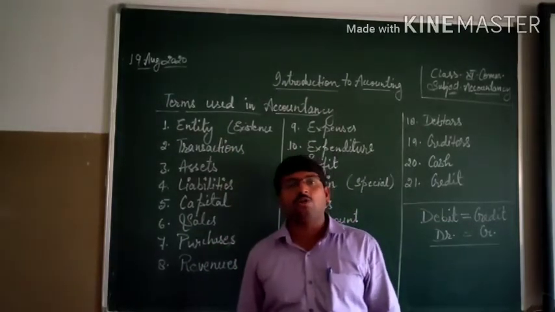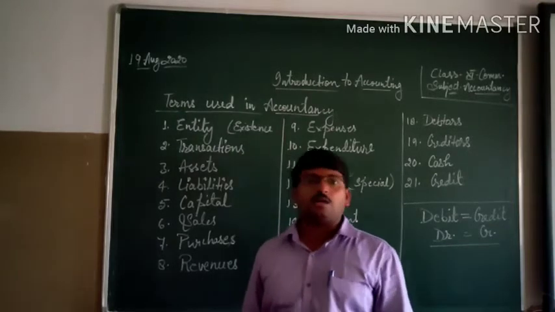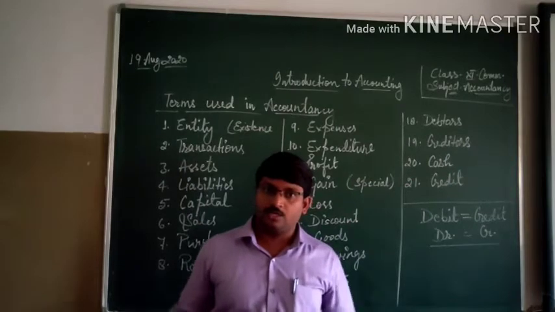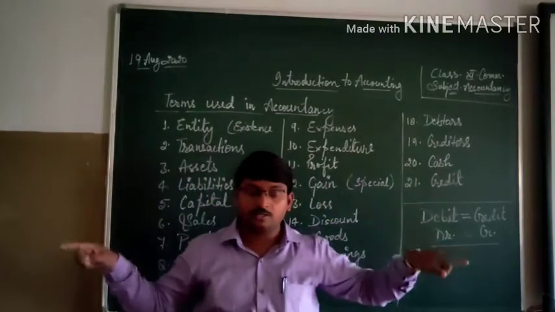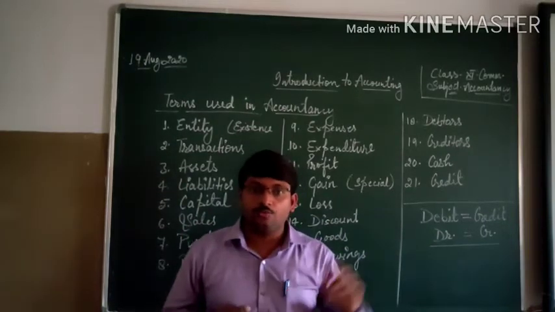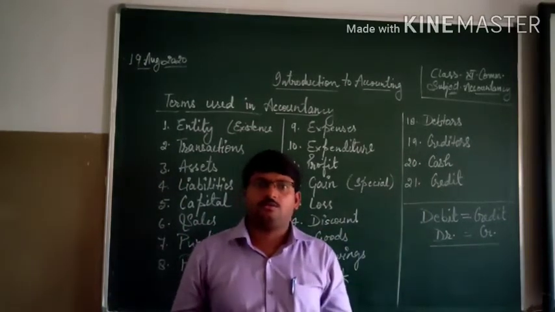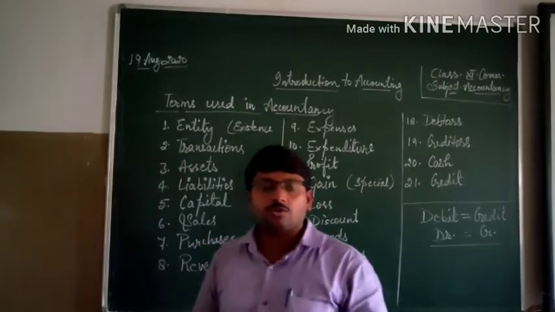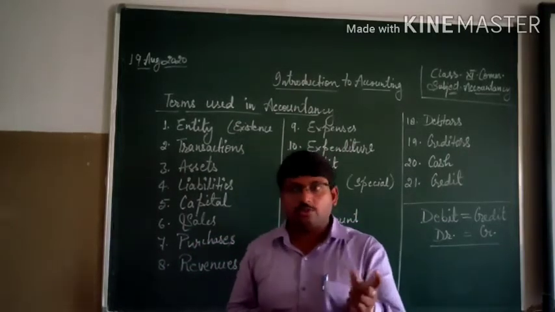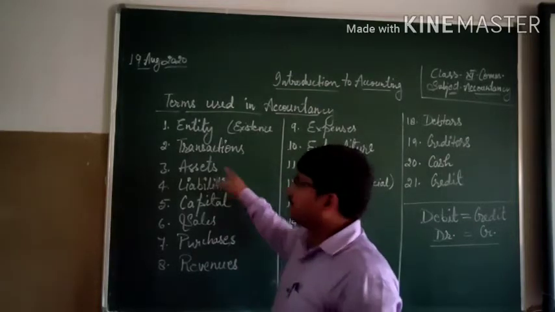Then the third is assets. What is the actual meaning of assets? Assets are the property the business is having. Land, building, furniture, machinery, vehicles, like this. So all these things are the assets. The properties belonging to the business particularly. So that is the asset.